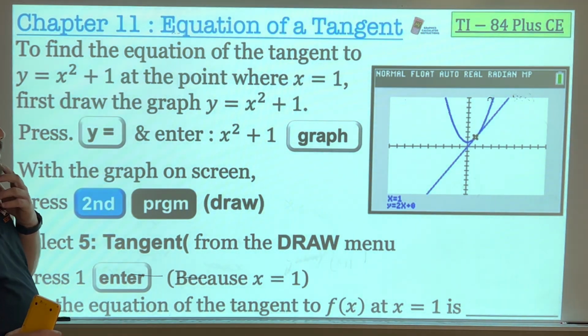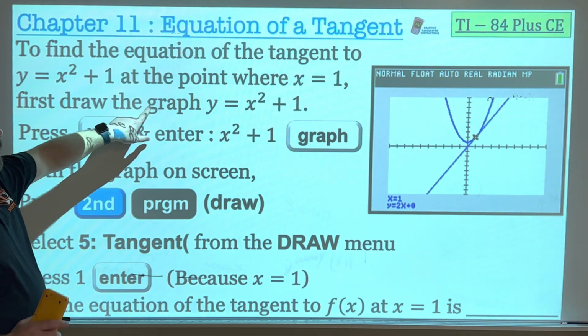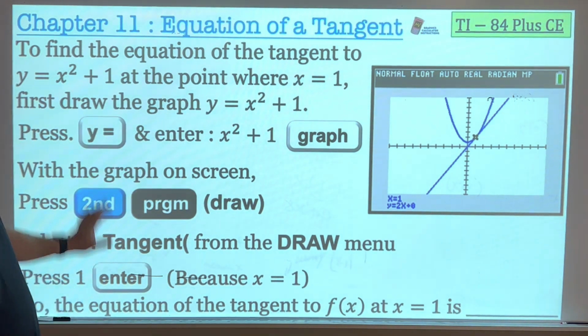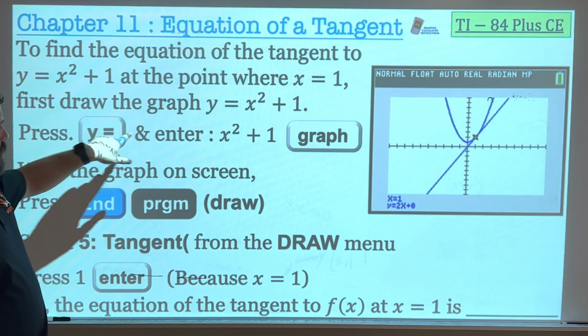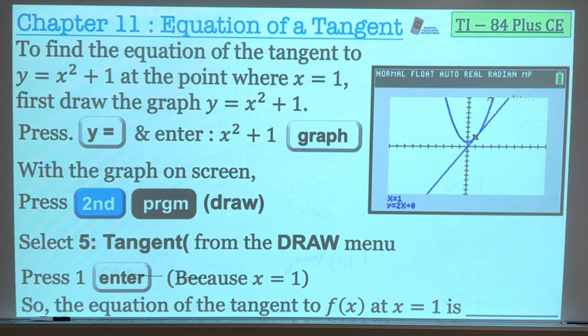Now the way you do this on the calculator is the first thing, and I messed this up the first time I made this. You want to find the equation of the tangent where x equals 1. First draw the graph y equals x squared plus 1. So step 1 is you're going to press y equals and enter x squared plus 1 into your calculator.